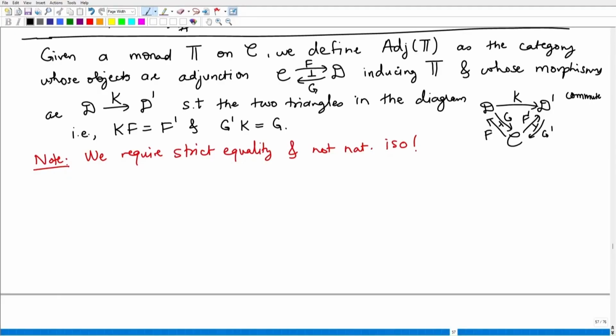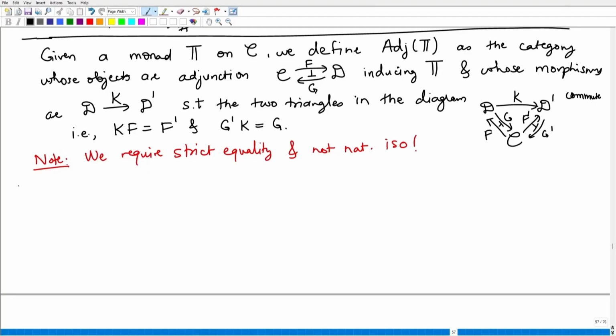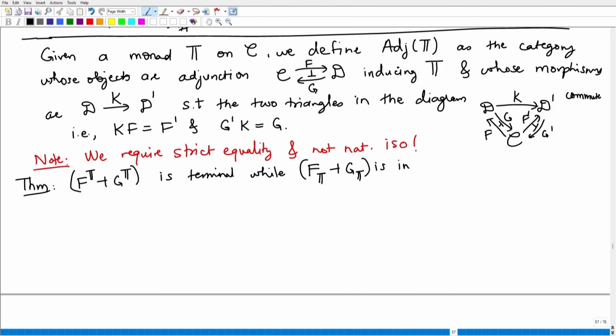So what is the role of the two constructions that we obtained so far? The Eilenberg-Moore construction and the Kleisli construction. So there is a theorem that the Eilenberg-Moore adjunction, F^T G^T, is terminal, while the Kleisli construction is initial in the category of adjunctions.